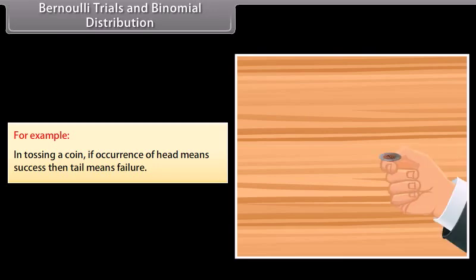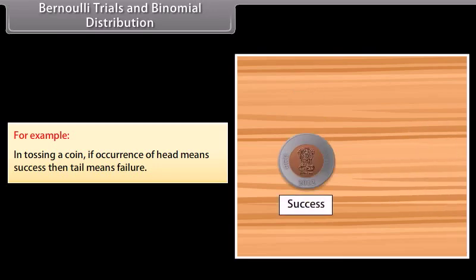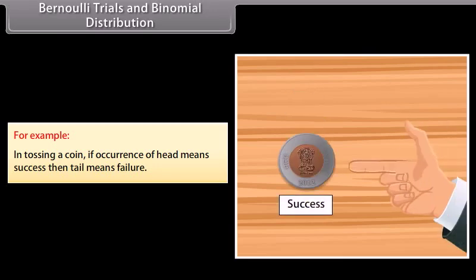For example, in tossing a coin, if occurrence of head means success, then tail means failure.